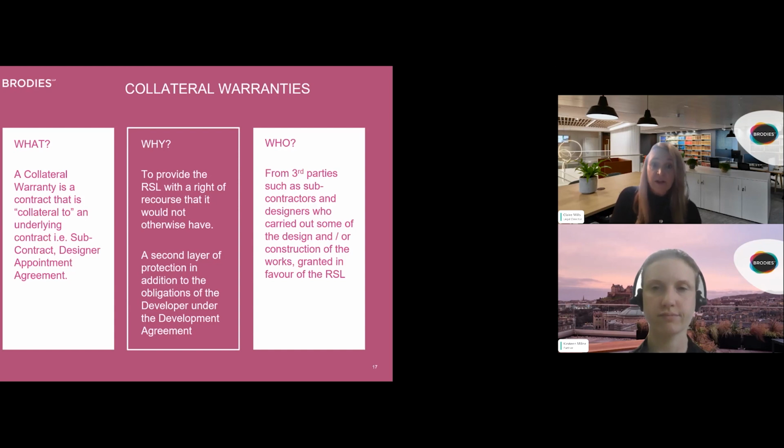Why do we need them? As I said, they provide the RSL with a right of recourse that it would not otherwise have against these third parties, subcontractors, or professional team members who the RSL is not in itself in contract with. And they give that second layer of protection in addition to the obligations of the developer under the development agreement. And who typically grants collateral warranties? As I've said, they're from third parties such as subcontractors and designers who have carried out some of the design and/or construction of the works, and they would typically be granted in favour of the RSL.